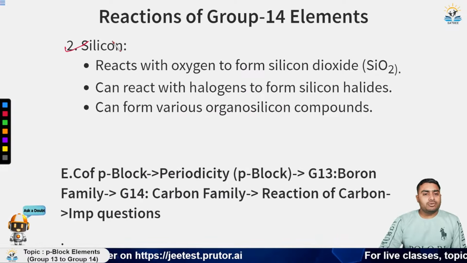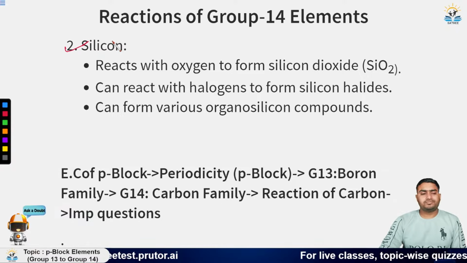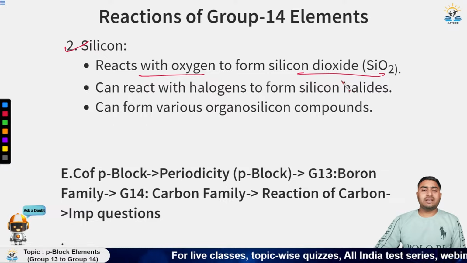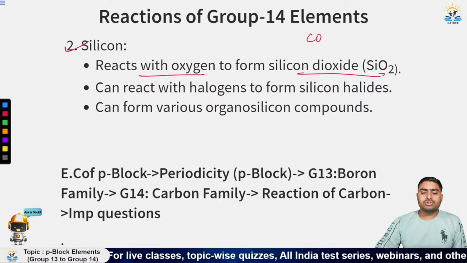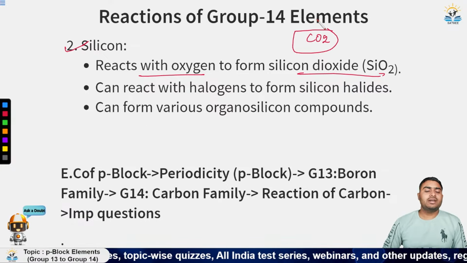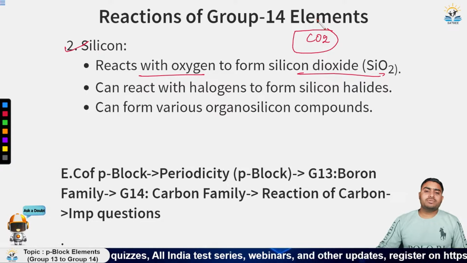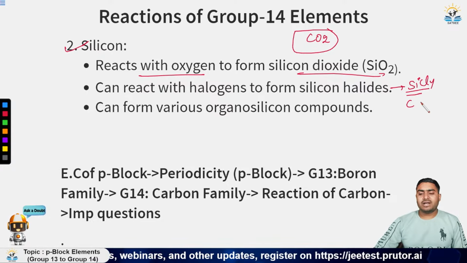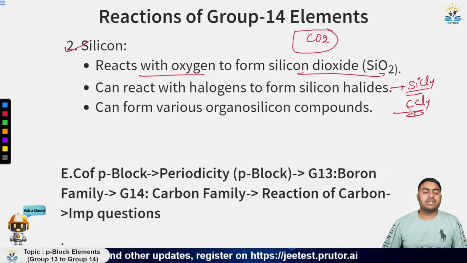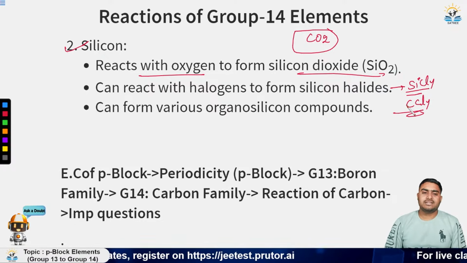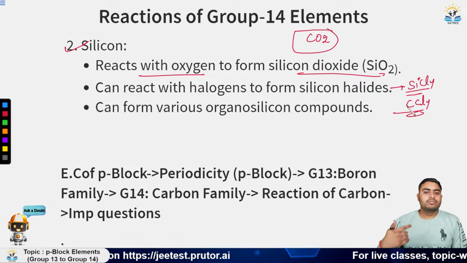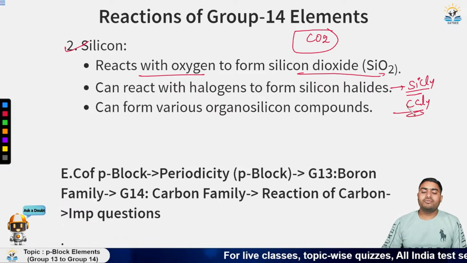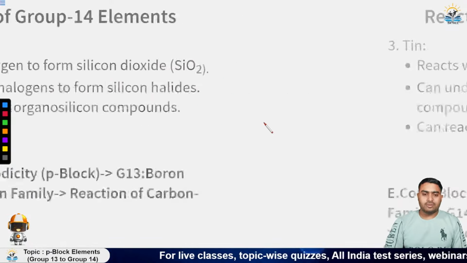We have discussed carbon. What about silicon? Silicon reacts with oxygen to form silicon dioxide, SiO2. Carbon reacts with oxygen to form carbon dioxide, CO2, right? Silicon can react with halogens to form silicon halides like SiCl4. Carbon reacts with halogens too, forming carbon halides like CCl4. Silicon can form various organosilicon compounds.